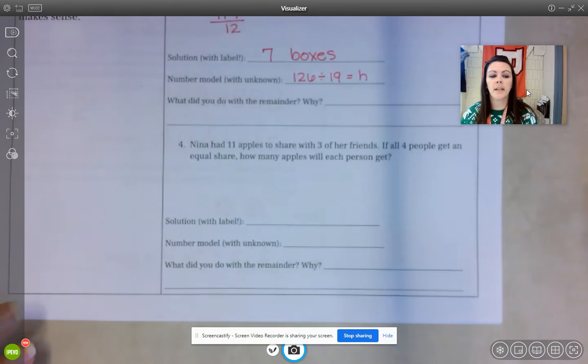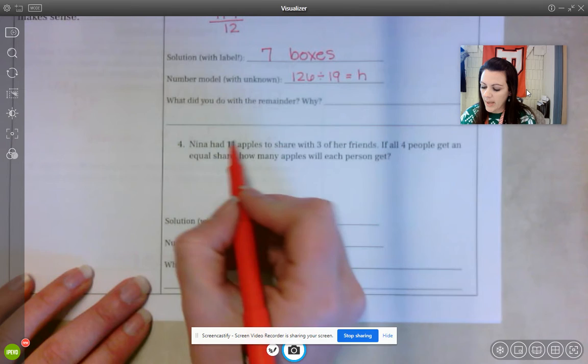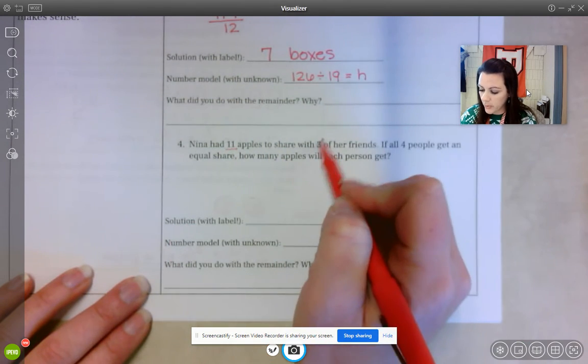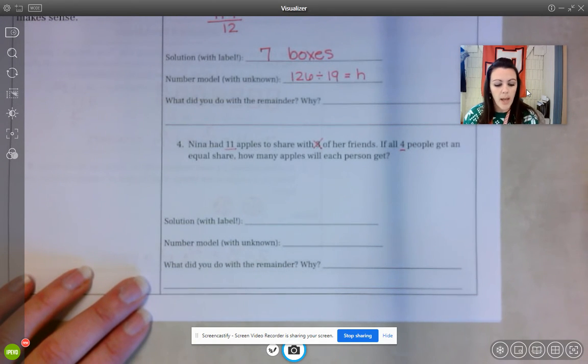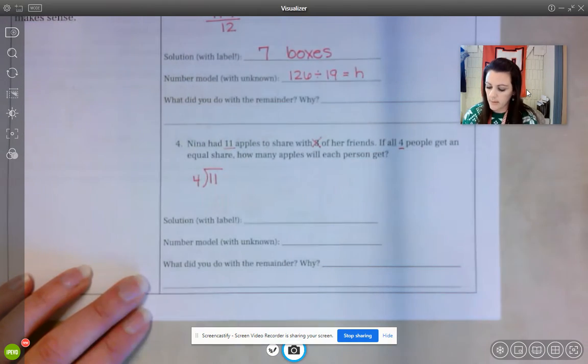We're going to be interpreting the remainder again. This time it says Nina had 11 apples to share with 3 of her friends. If all 4 people get an equal share, how many apples will each person get? Pay attention to these numbers here. We have 11 apples. It says Nina and her 3 friends. I'm just going to ignore that 3 though, because I know it's actually 4 people that I'm dealing with. 11 apples, 4 people. So let's think about how this is going to work out. I'm going to be solving the problem of 11 apples divided by 4 friends.